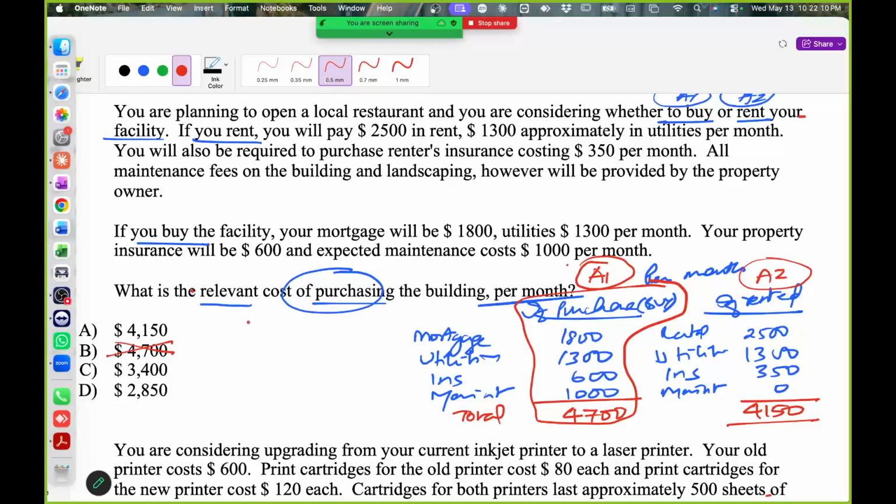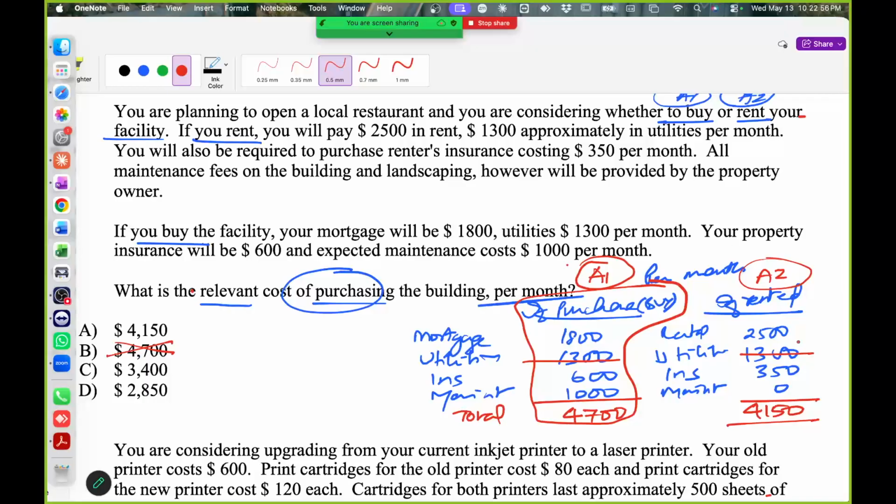I said what? Yes, 4,700 will be incurred in the future. Yes, but what is the other criteria? Relevant costs are those that should differ from the alternative. Which is common here in these two tables? Whether you purchase or rent, which cost is common? Maintenance. Which cost is common in dollar amount? You are going to spend the same amount. Which one? 1,300.